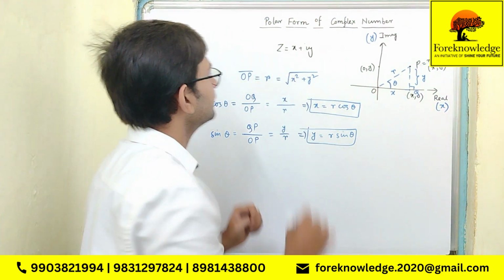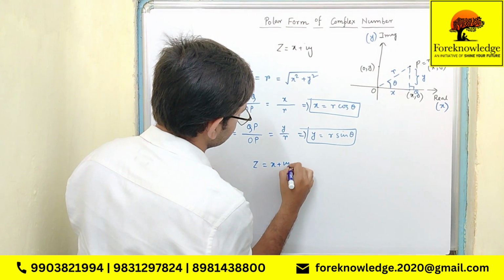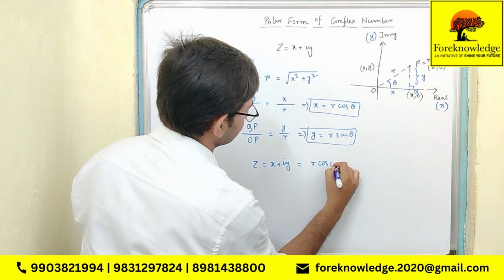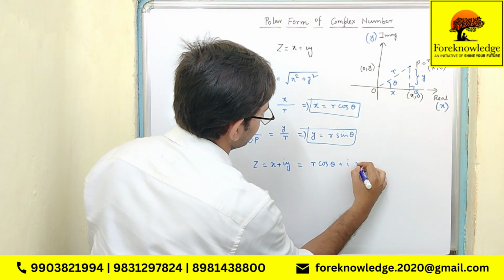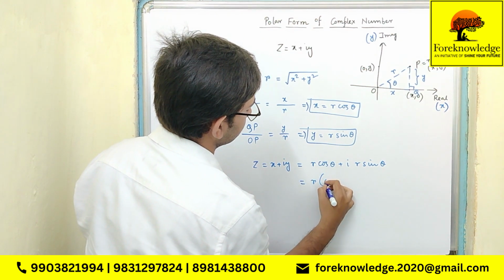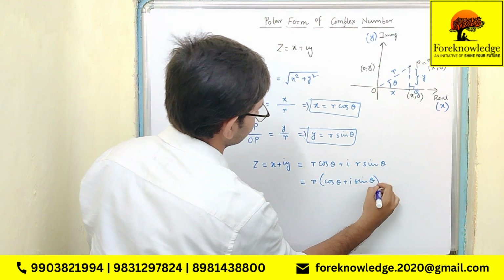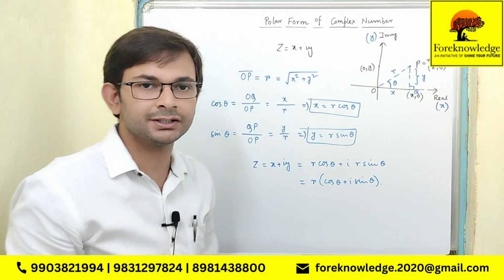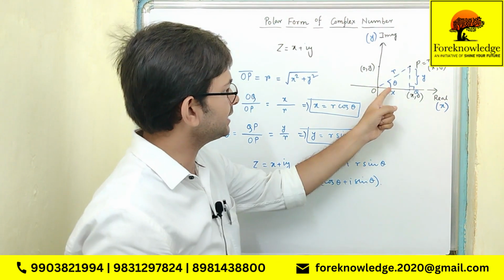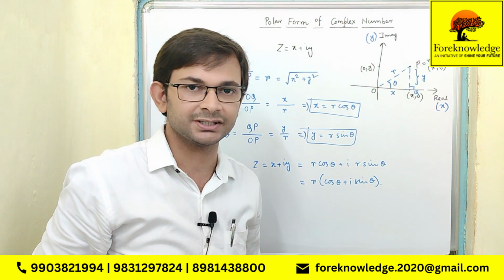So we are successfully replacing x and y. So what is the representation of z now? Z was x plus iy. So this is nothing but x is r cos theta plus i times r sin theta. So take the r common: r cos theta plus i sin theta. This is a new representation for z using the r, that means the OP distance, and the theta, that OP is creating with the positive direction of x-axis.